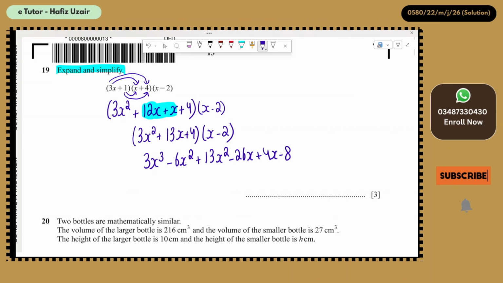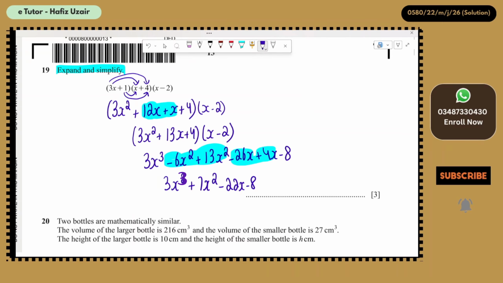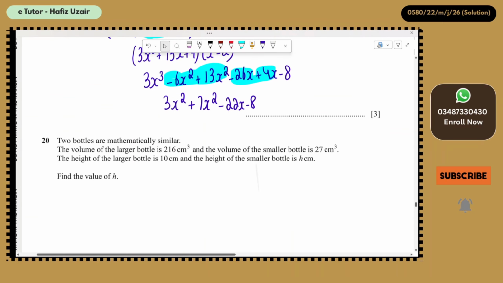Now here you can solve like terms. If you solve these two terms here, you'll get 3x square plus 7x square. And if you solve these two terms, you'll get minus 22x minus 8. So that is your answer. Let's move to question number 20.